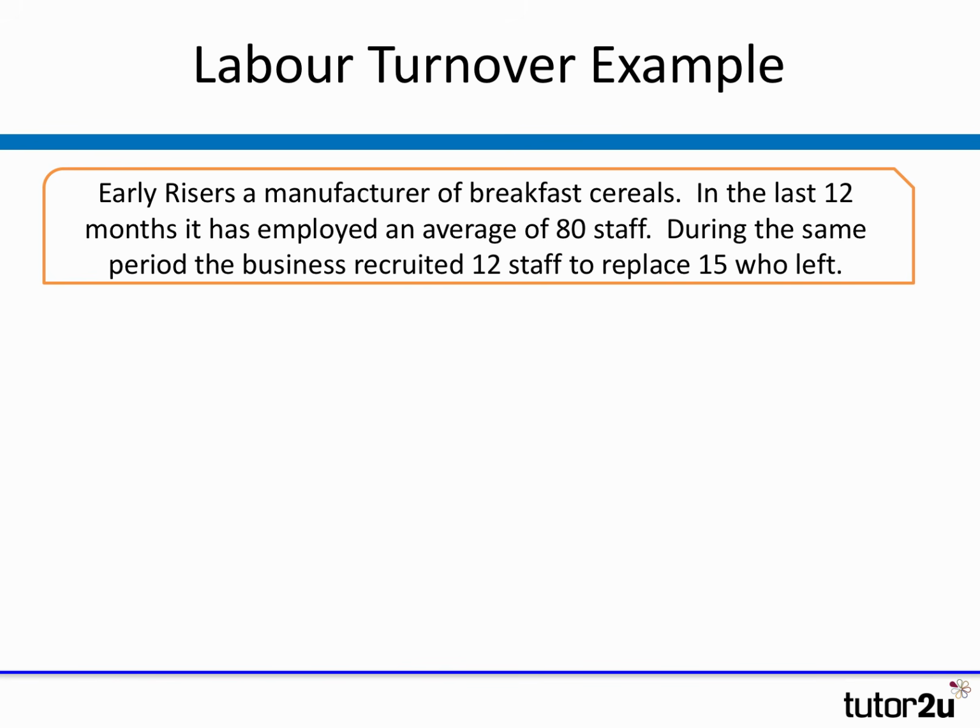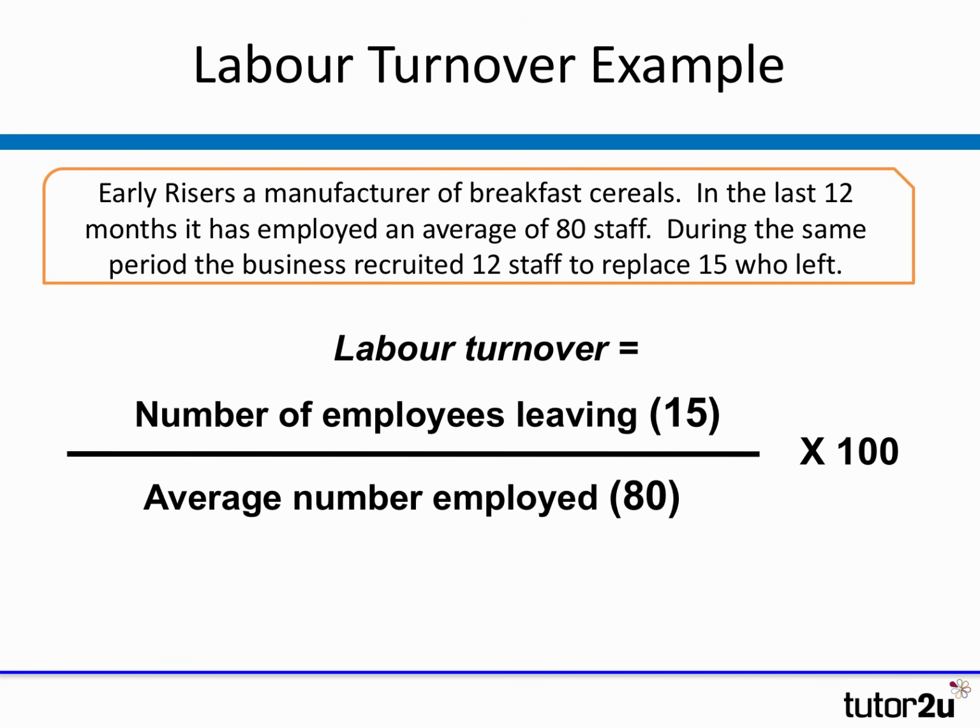I'm sure you'll be able to do these numbers, do the maths. In this case, we've got a manufacturer of breakfast cereals, and in the last 12 months, it's had 80 staff working in the business. During the same period, it recruited 12 staff, but 15 left. Now, how do you calculate labour turnover? Well, it's the number of employees leaving. So in this case, it's not 12, it's 15. 15 left during the year.